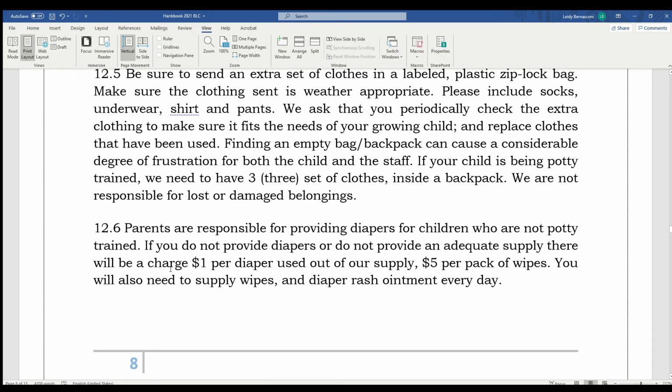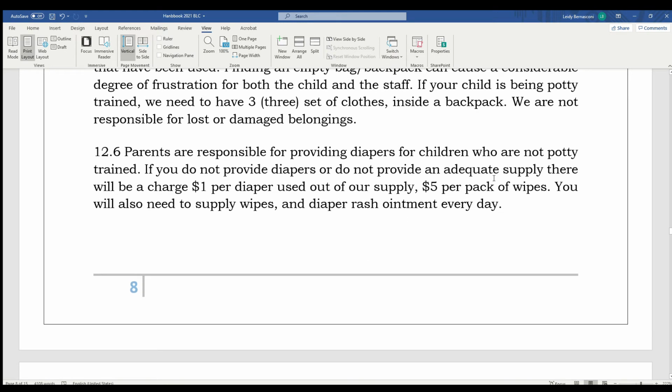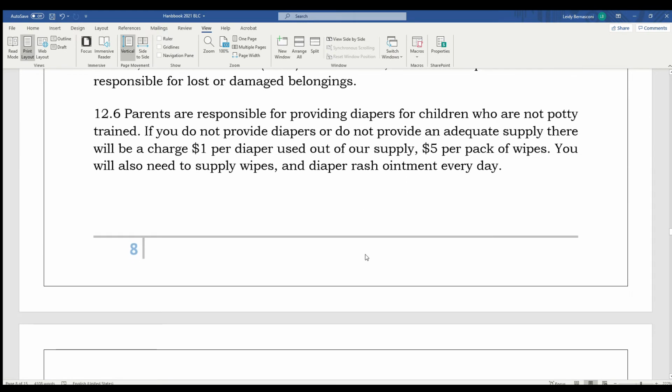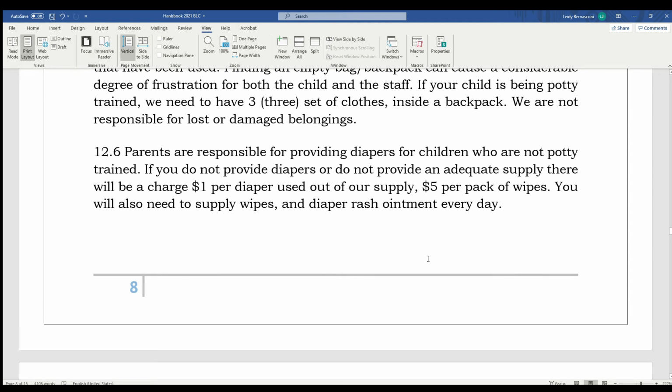I also charge them $1 per diaper in case they don't bring one, and $5 per pack of wipes. Believe me, after you charge them, they are going to bring their own. It's really important that we have everything, so in case licensing comes and the child wasn't able to be changed because the mom didn't bring it, it's really important that you have a backup plan.